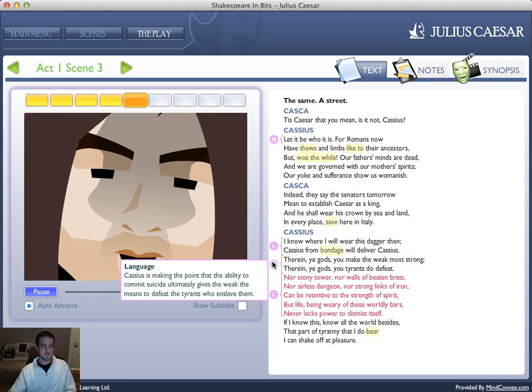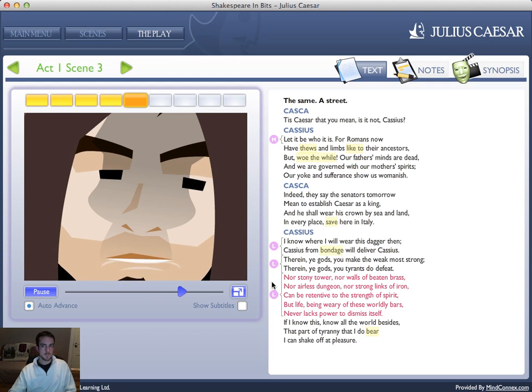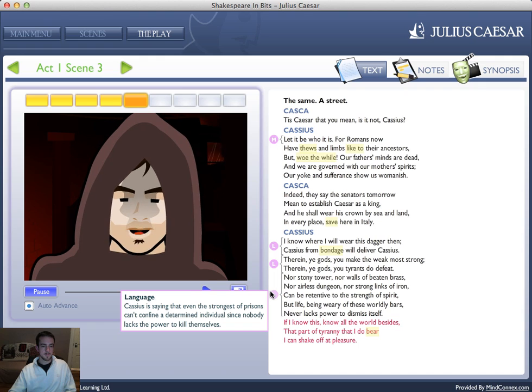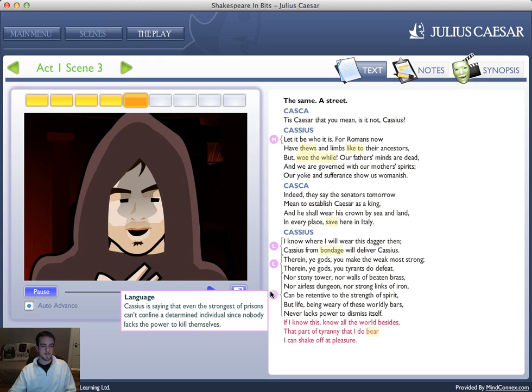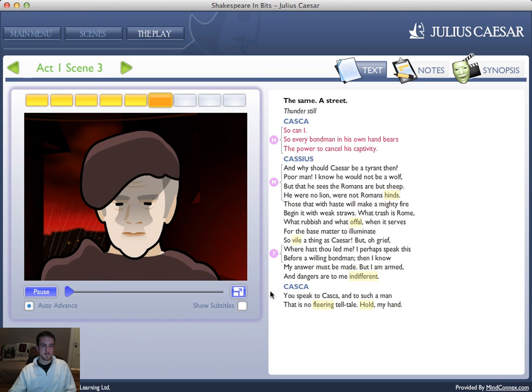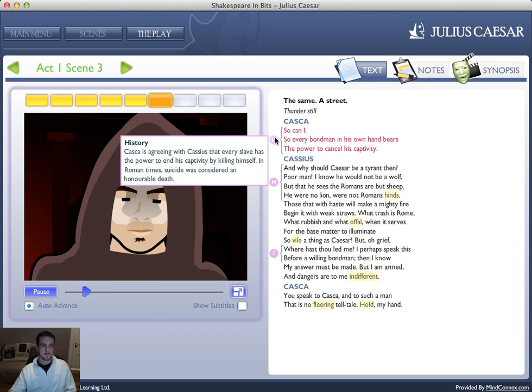Nor stony tower, nor walls of beaten brass, nor airless dungeon, nor strong links of iron can be retentive to the strength of spirit, but life, being weary of these worldly bars, never lacks power to dismiss itself. If I know this, know all the world besides, that part of tyranny that I do bear, I can shake off at pleasure. So can I. So every bondman in his own hand bears the power to cancel his captivity.